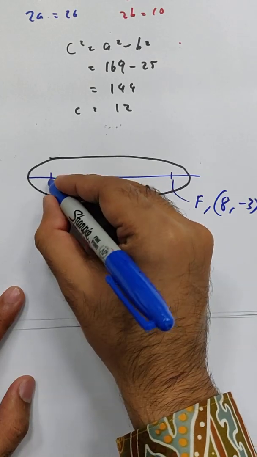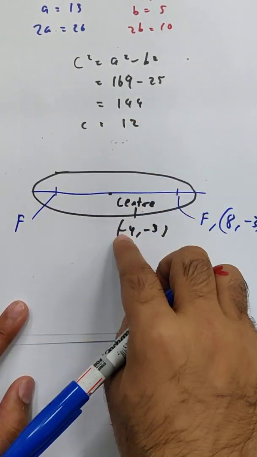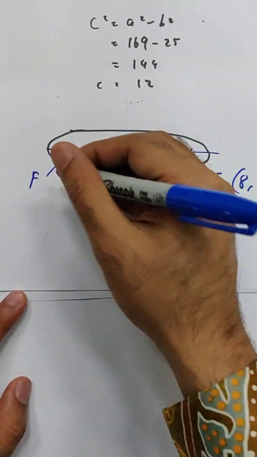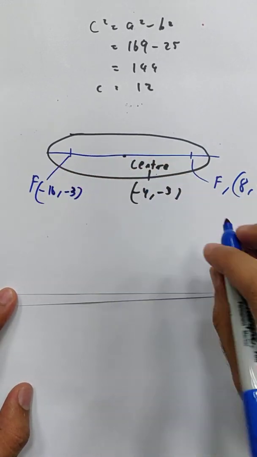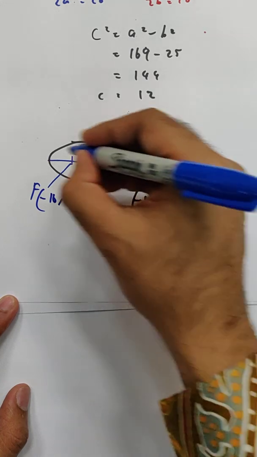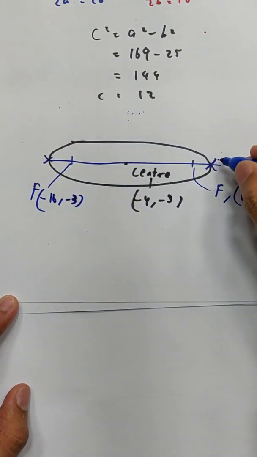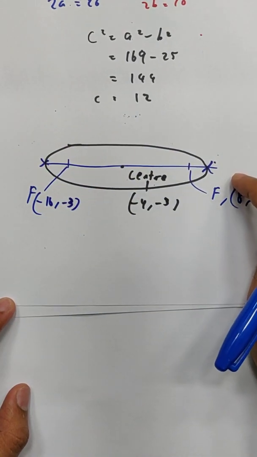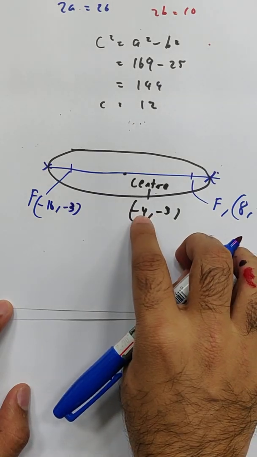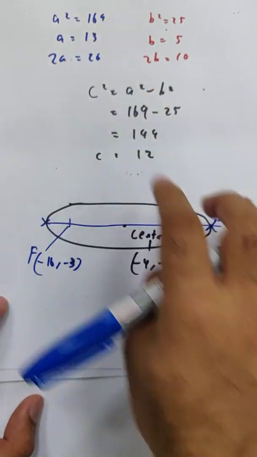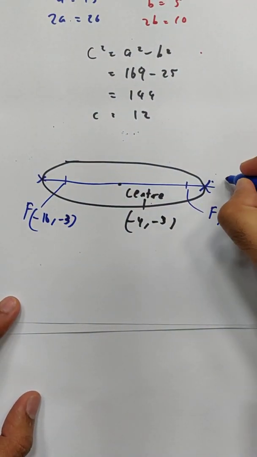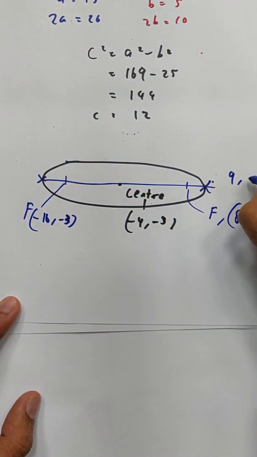And what about here? I minus here. Negative 16, negative 3. What about this vertex? Negative 4 plus, oh yeah, 13. Don't get it wrong. Very good. 9, negative 3.